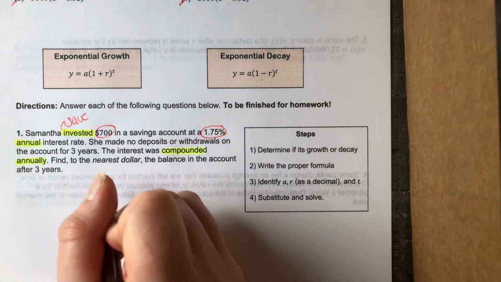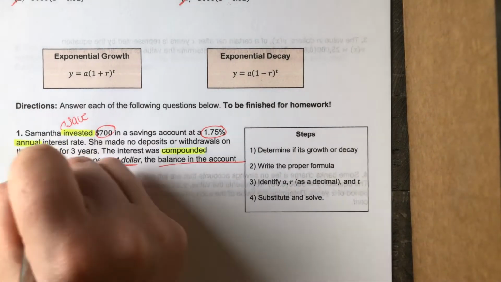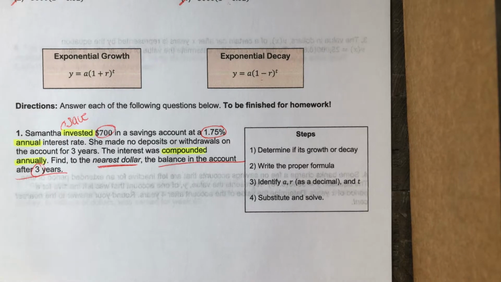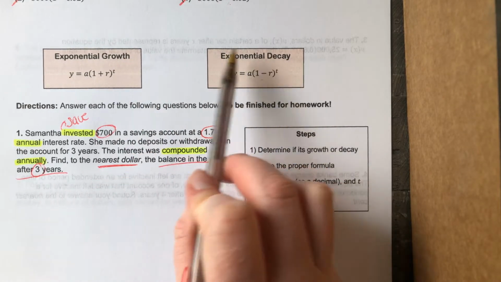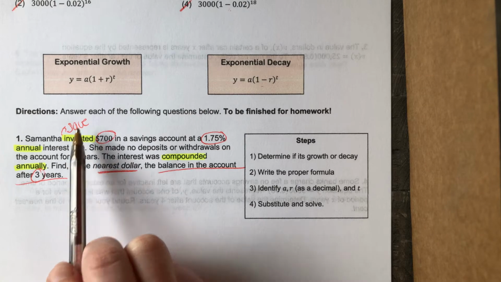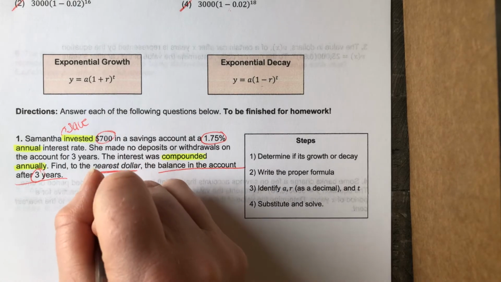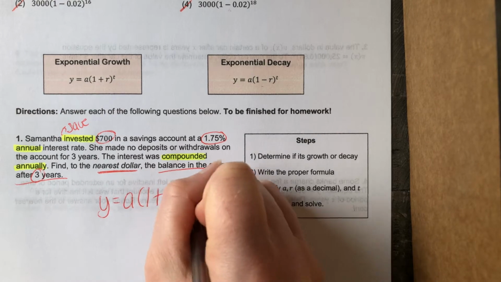And the question says we want to find, to the nearest dollar, the balance in the account after 3 years. So I have to decide, well, now that I see a percent, I know it's got to be growth or decay. Has to be one of those formulas. But since I'm investing money, it's going to be growth. I have to add. So I'm going to write y equals a times (1 plus r) to the t.